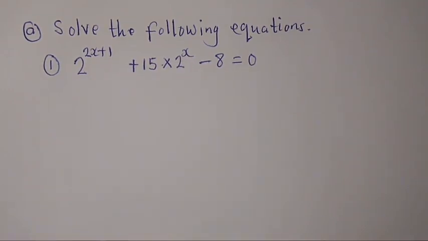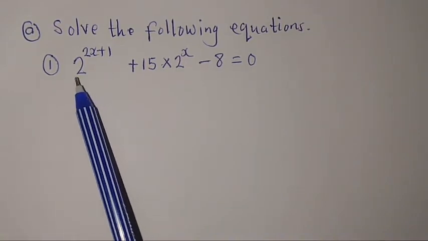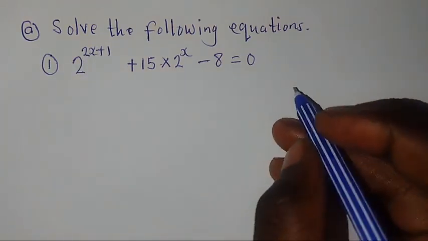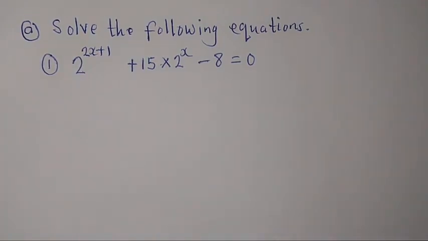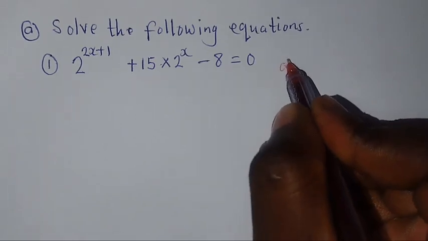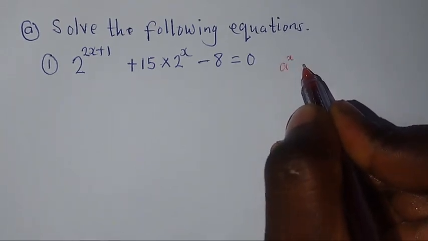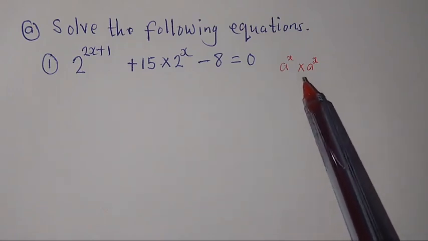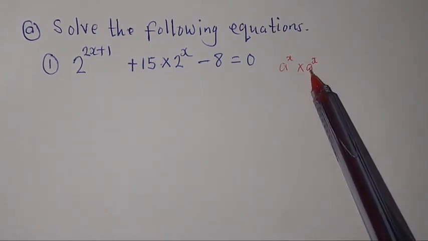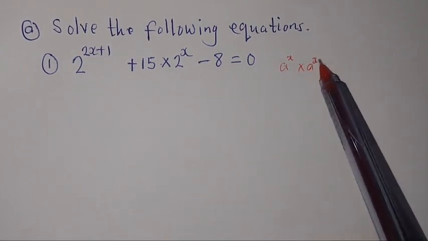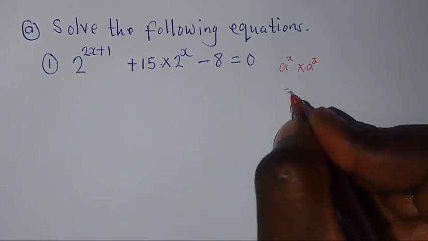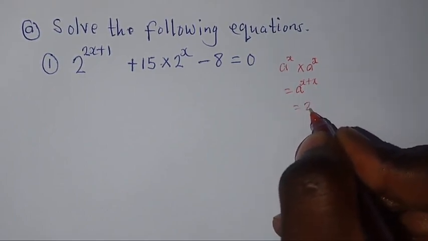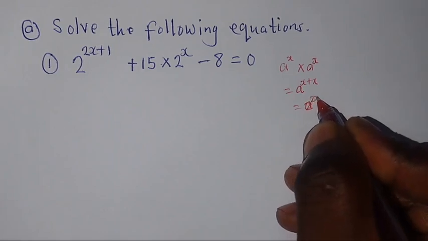Okay, so first thing, we are going to look at this term that you have: 2 raised to the power of 2x plus 1. You can agree with me that if you have a raised to the power of x, times a raised to the power of x, we are multiplying. The base here is a, the base here is a. Same bases. What do we do with the powers? We add them. So I'm just going to get the single base, which is a, then we say x plus x, and this will give us a raised to the power of 2x.